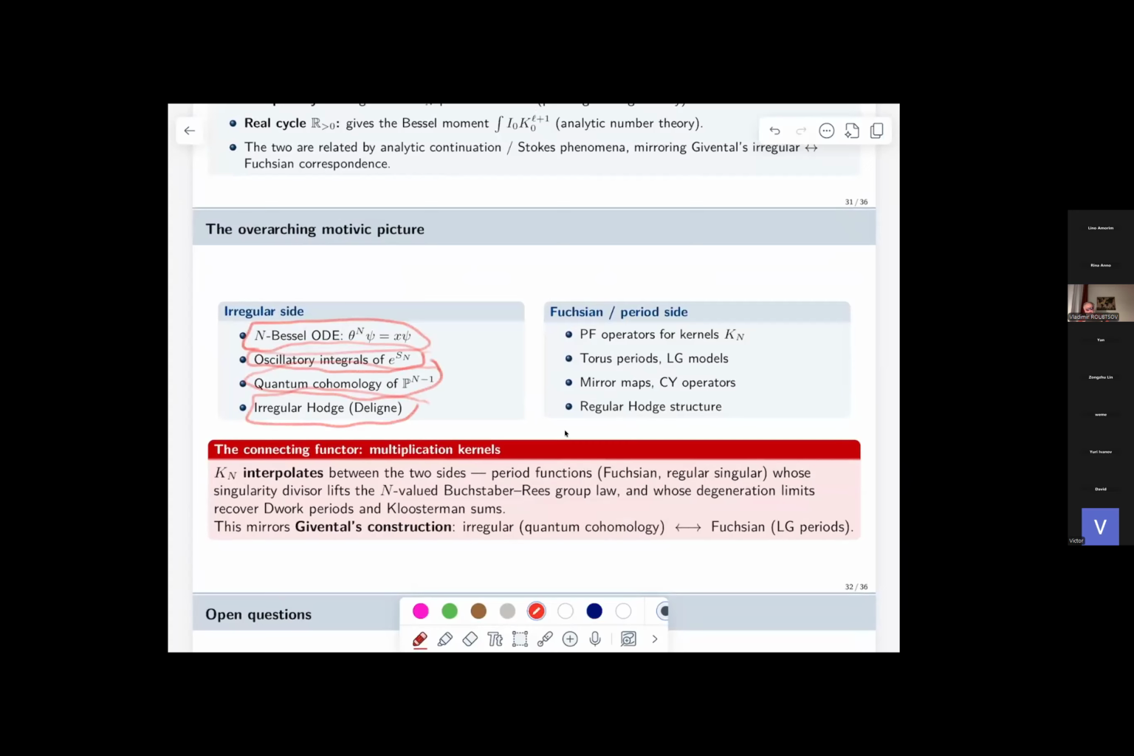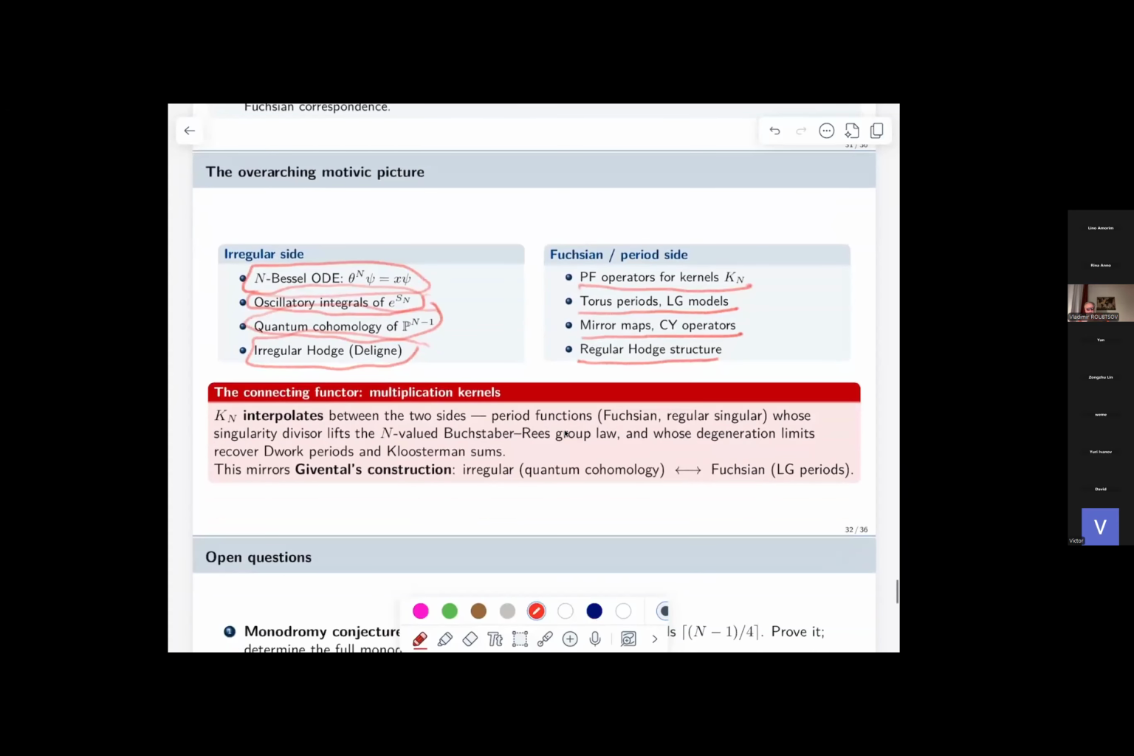But if we go to kernels, we have Picard-Fuchs operators with Fuchsian singular points for kernels. We have Landau-Ginzburg models and torus period. And we have new mirror map and Calabi-Yau type operators. And our Hodge structure is regular. So we have two pictures.